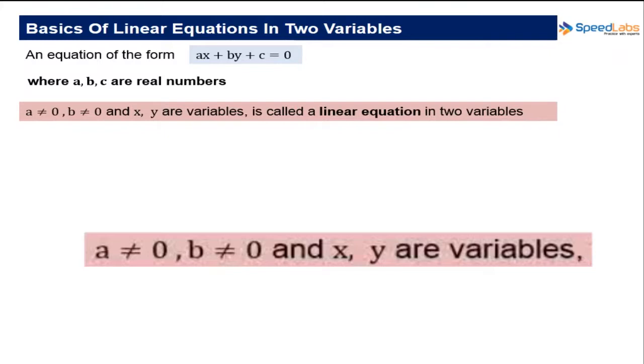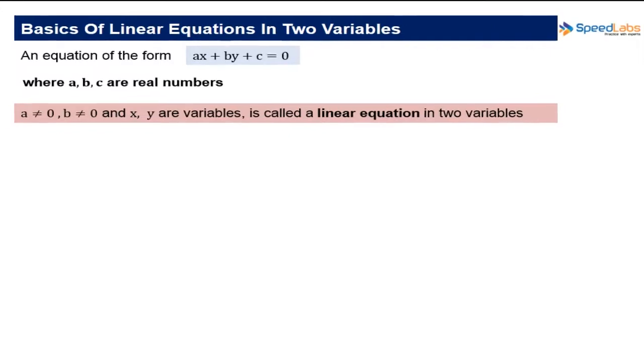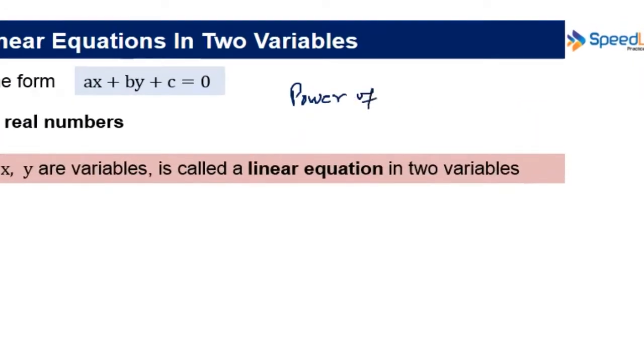But what is the most important part about the linear equation? That the power of x and the power of y can be maximum 1, right? So in the equation, the power of one of the two has to be 1. So if a is non-zero, b is also non-zero and x and y are variables, this type of equation is known as linear equation where power of variable is maximum 1. So the power of x and y should be less than or equal to 1.